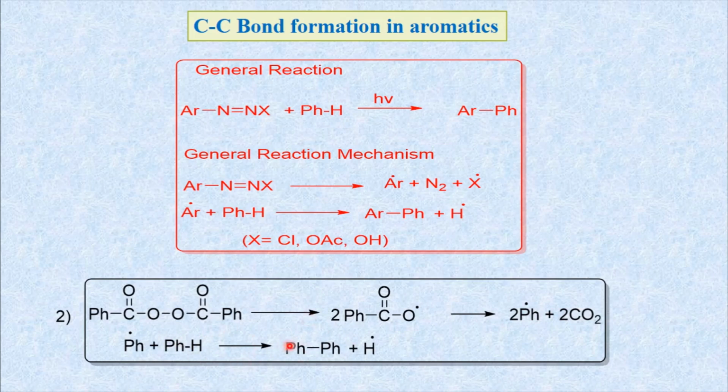So similar results were obtained from the aryl radical generated from the source such as the decomposition of benzoyl peroxide in aromatic solvent. So this is the reaction: the carbon-carbon bond formation in two aromatic rings by radical reaction. So this is a simple general reaction and general mechanism. Now let's move towards the next slide.